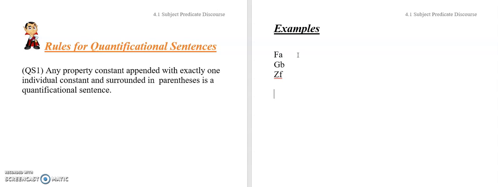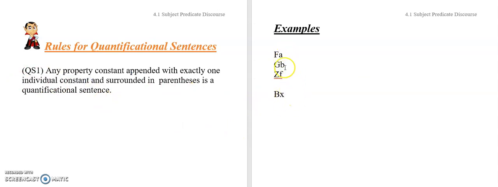Okay, this right here, let's do capital B, little v. This is not a quantificational sentence. It has to be appended with an individual constant. V is not an individual constant. It's A through T for us. Okay, it's A through T, inclusive, but not anything after that. Similarly, this is not a quantificational sentence for us because this is not an individual constant. It has to be an individual constant in that place. So this is not.